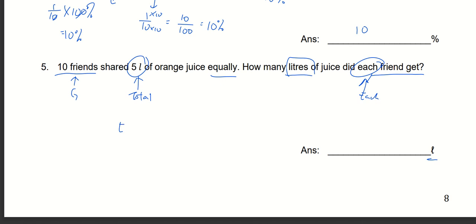So to find each friend, you use the total divide by groups. In this case, I have 5 liters. Divide by 10 friends. I can do 5/10. 5/10, that is half a liter.